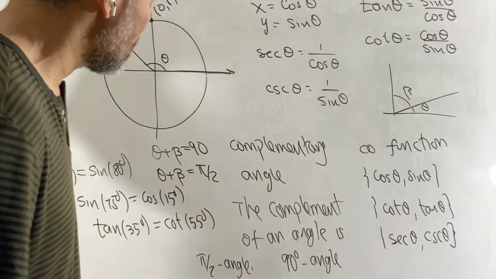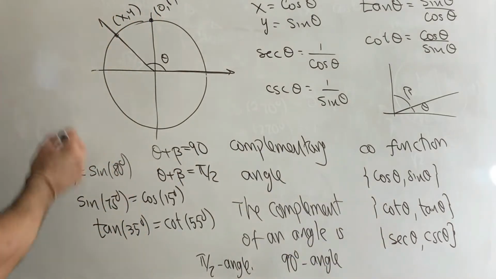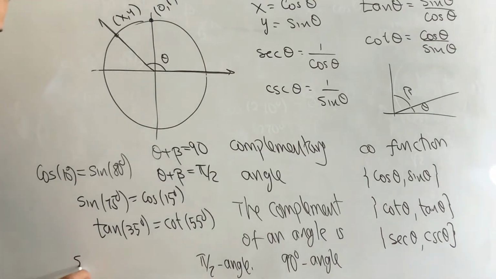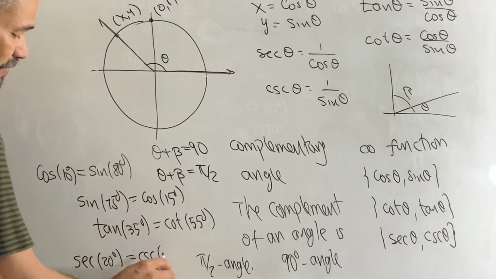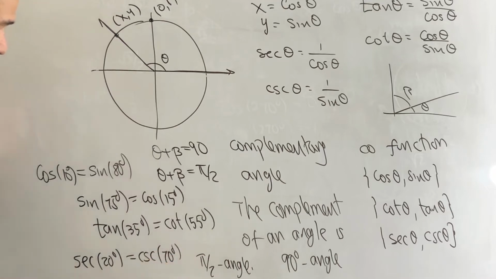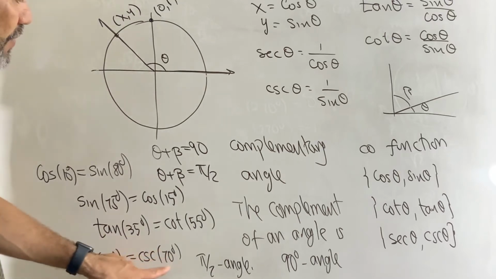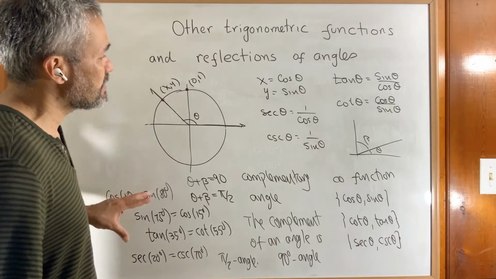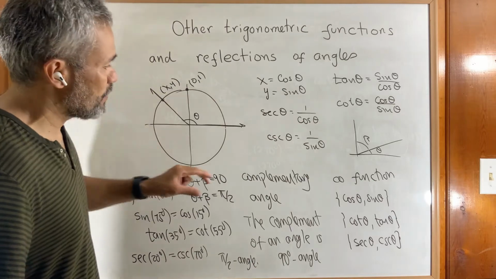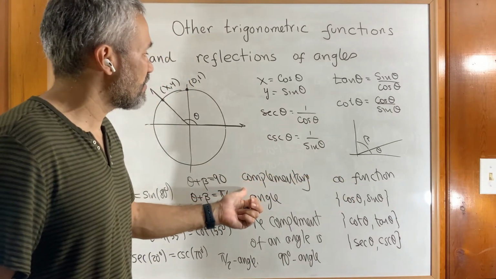Same thing with secant and cosecant, they are cofunctions. For example, secant of 20 degrees is the same as cosecant of 70 degrees. Then we can change a function with its cofunction, but we have to change the angle with its complement. This is the connection between cofunctions and complementary angles.